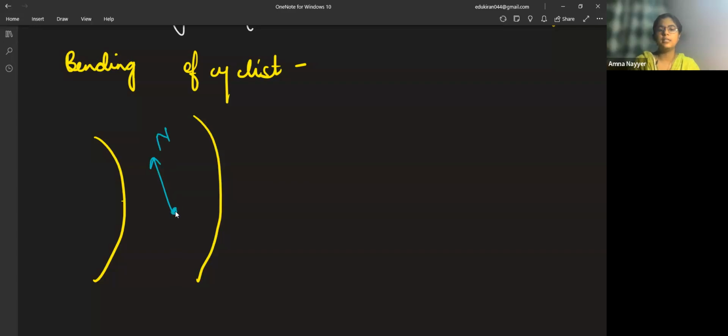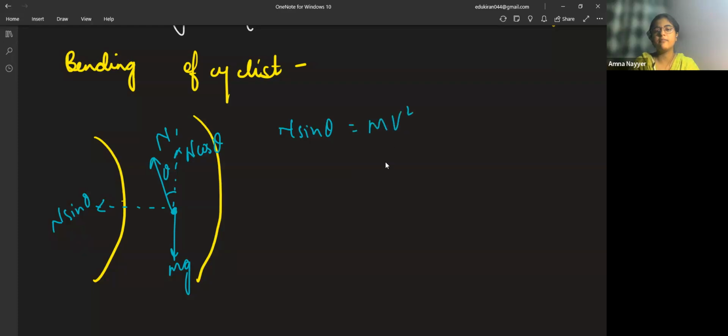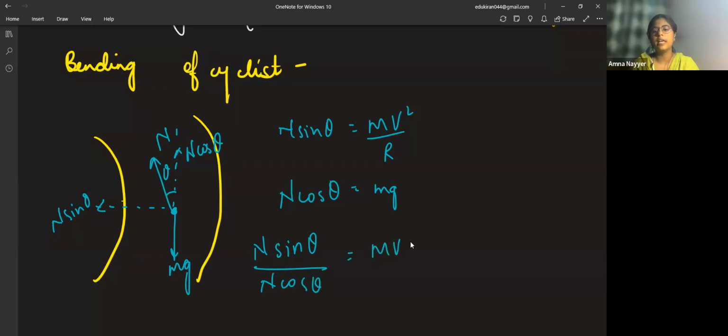If this is the person, mg acts downwards, same thing. We are assuming the angle to be theta, so this becomes N cos theta and this becomes N sin theta. Calculation is also very easy. N sin theta provides the necessary centripetal force, that is mv square by r, and N cos theta balances mg. Take the ratio: N sin theta by N cos theta is equal to mv square by r into mg.